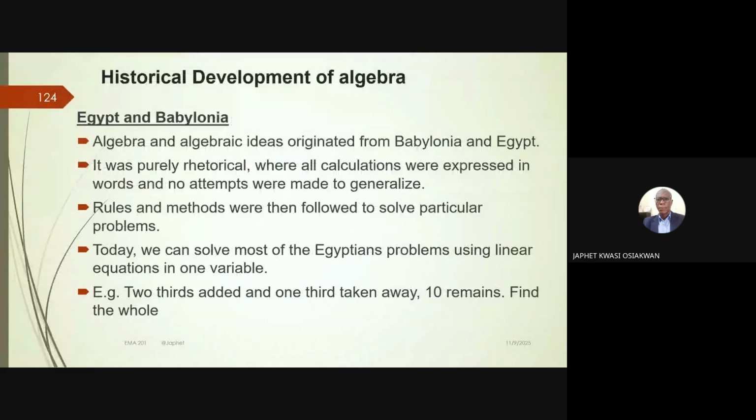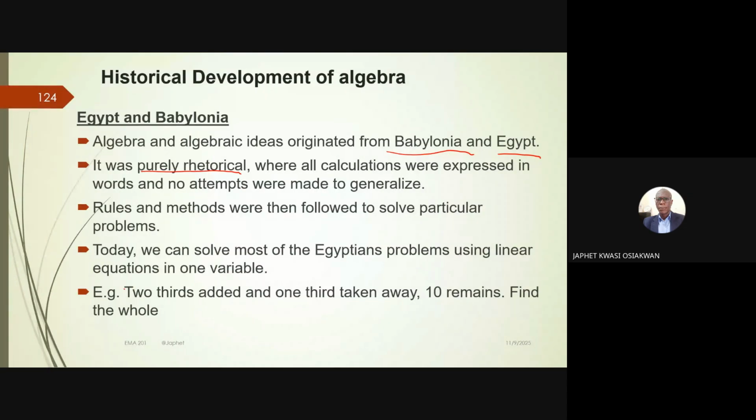So in summary, algebra and algebraic ideas originated from Babylonia and Egypt. It was purely rhetorical, that is, only words, where all calculations were expressed in words and no attempts were made to generalize. Rules and methods were followed to solve particular problems. Today, we can solve most of the Egyptians' problems using linear equations in one variable and so forth. One of the popular questions in their time is this one.